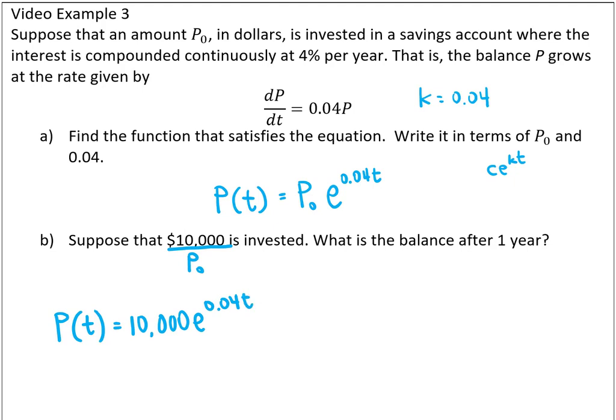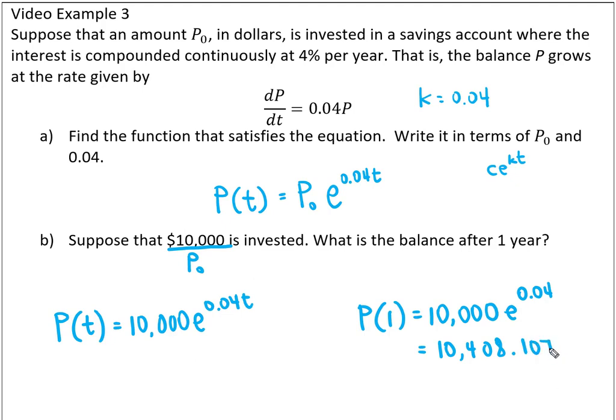What's the balance after 1 year? That's plugging that into the calculator. You want to put P of 1, and that would just be 0.04 as our exponent times 1. The calculator tells me that's $10,408.1077. So let's write that in the better way with our dollar sign. And then rounding to the nearest cent, we'd have 11 cents.